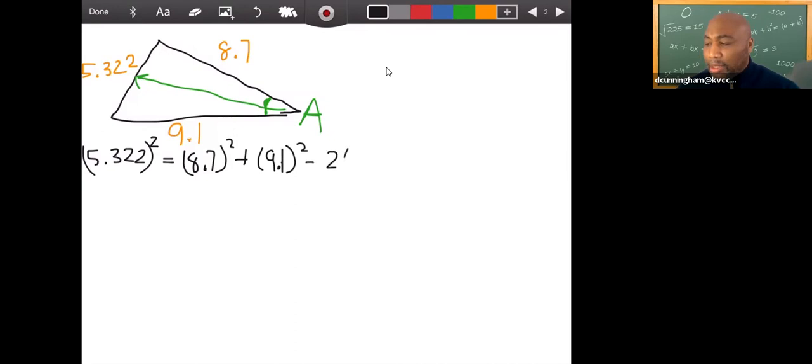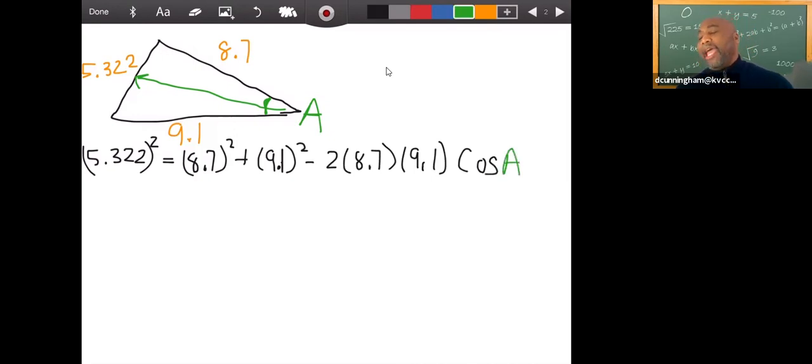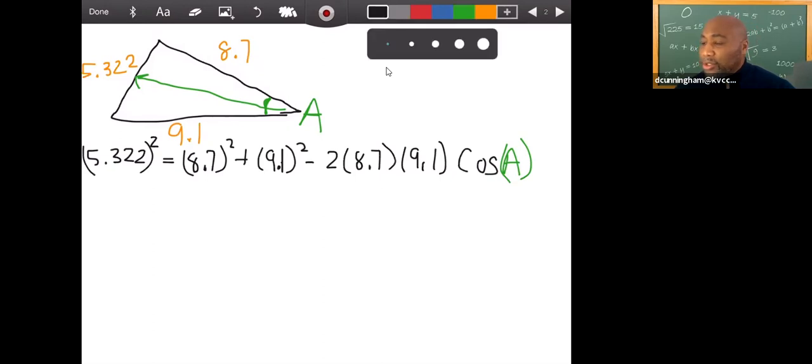Minus 2 times 8.7 times 9.1 times the cosine, in this case, of that opposite side to that 5.322 be angle A. So that's my setup. Now I'm doing this one because you want to make sure you do your operations correctly. So the first thing I would do is square each of the terms and then figure out what that value is. So let's actually do step by step.